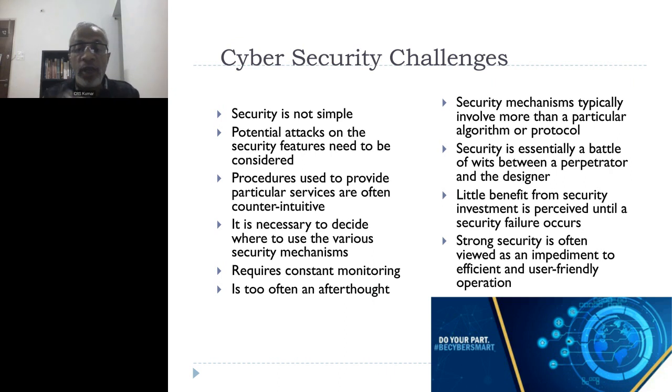It is necessary to decide where to use the various security mechanisms. For example, we may have a firewall to be placed at a particular point of the network. If it is placed somewhere else, the firewall may not be effective at all. Then we have intrusion detection systems, honeypots, various devices, and also multi-level authentication, multi-factor authentication, which may be required at certain places. So we have to use these mechanisms at various places.